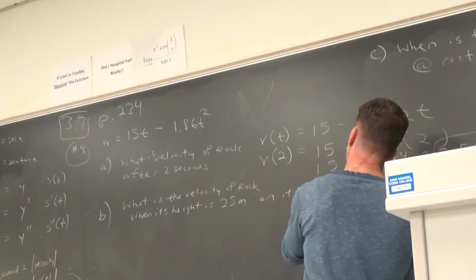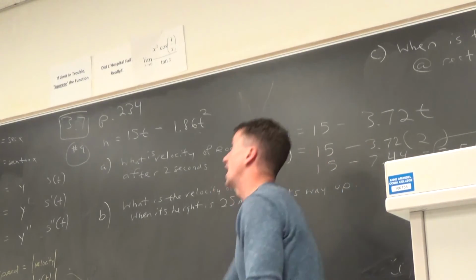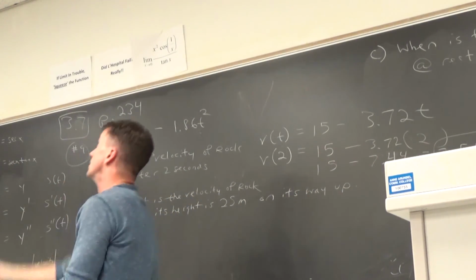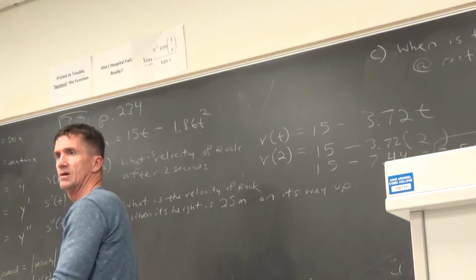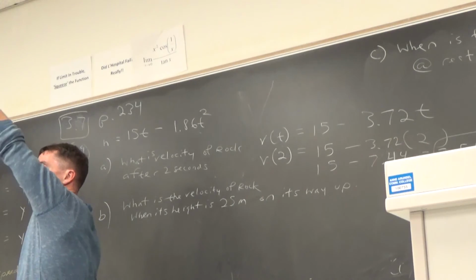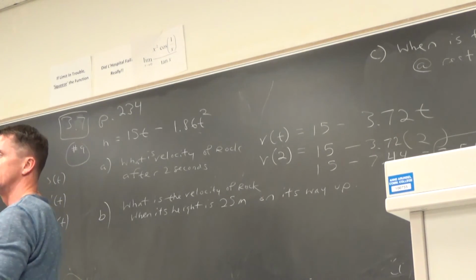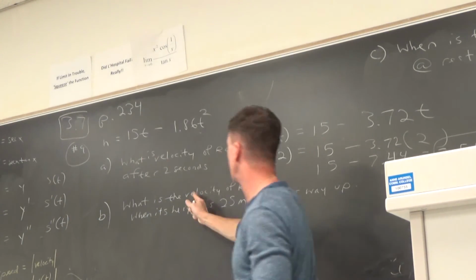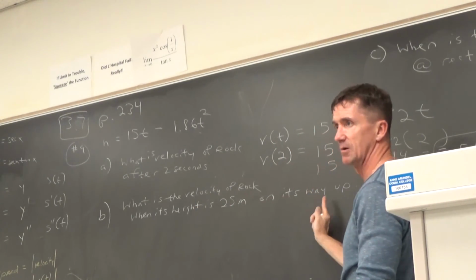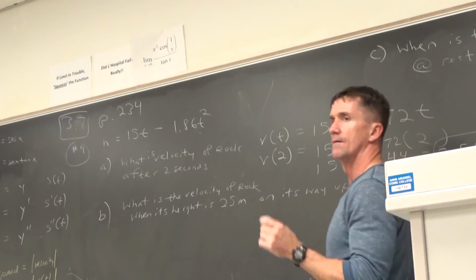Why do they say on its way up? Because when someone threw the rock, what happened? How many times did it reach a height of 25 meters? Once, twice. Does everyone agree? That's what's happening on Mars. The rock hit 25 meters on the way up, then it hit a height of 25 meters on the way down. They're saying, could you find the velocity of the rock when its height is 25 meters on its way up?